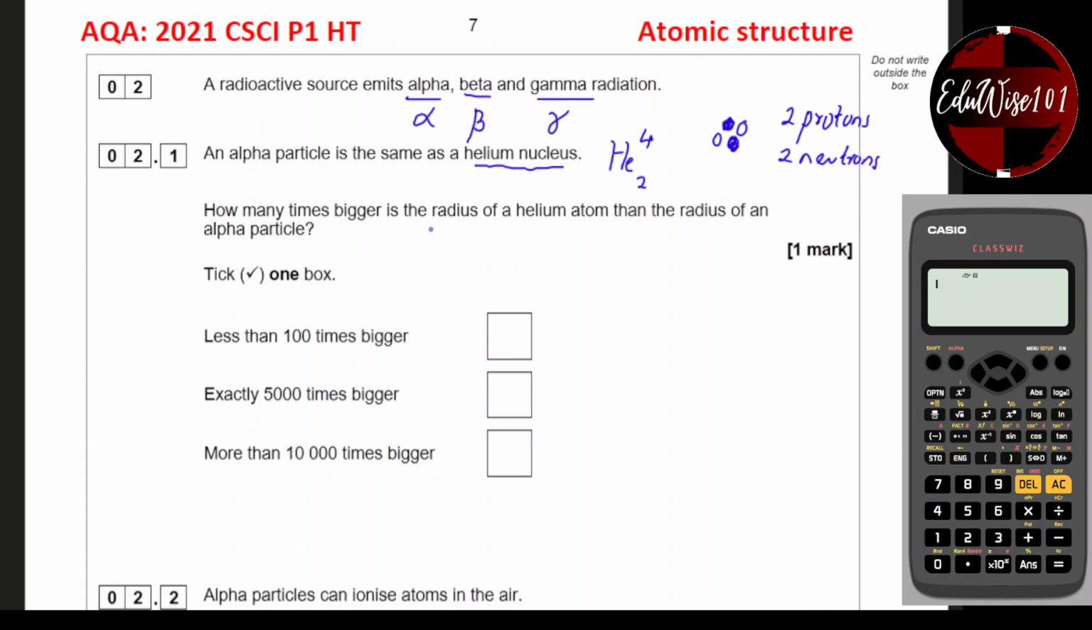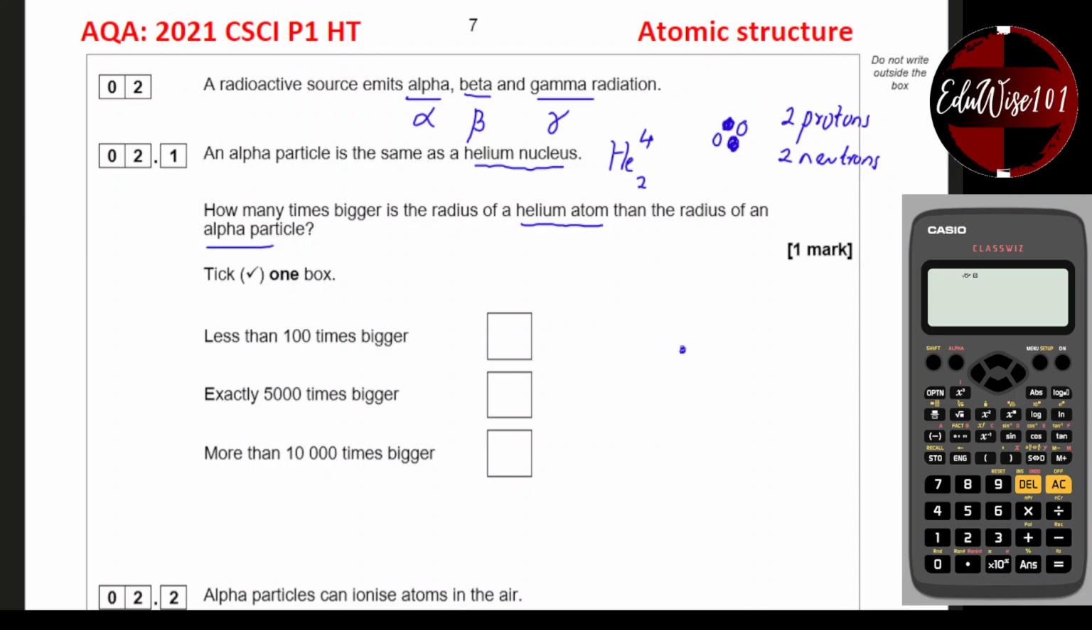How many times bigger is the radius of a helium atom than the radius of an alpha particle? Now remember, the alpha particle is the helium nucleus. That's what they've just said here. So what they're asking you to compare is the size of the helium atom. How many times is the radius of a helium atom compared to the helium nucleus?